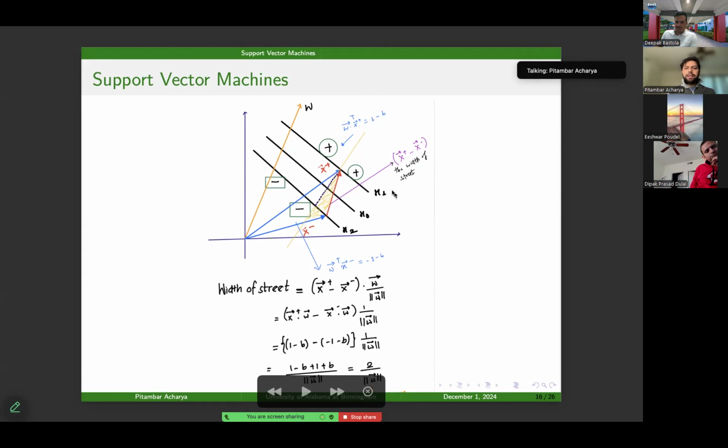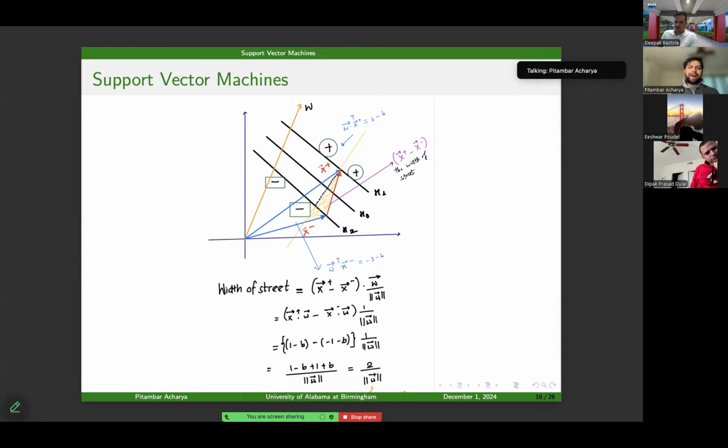If I want to find the width as a scalar, I have to multiply this by a unit vector. The unit vector in the direction of W is given by the W vector divided by the magnitude of W. If I manipulate this, I get the value 2 over the magnitude of W. That gives the width of the street. So our job is to maximize the width of the street. If we maximize the width, we have a great place to separate the data, and the accuracy might be better.